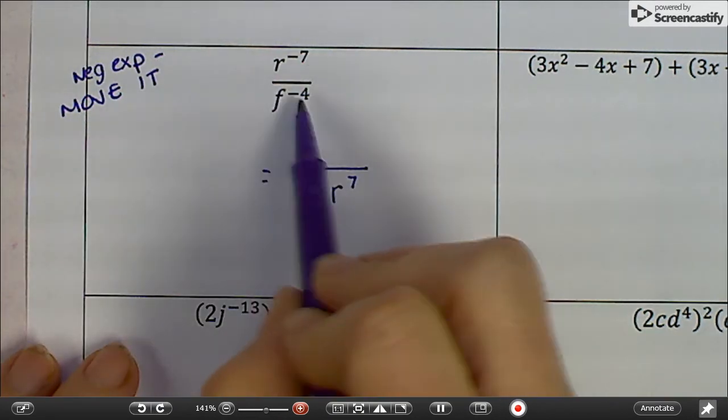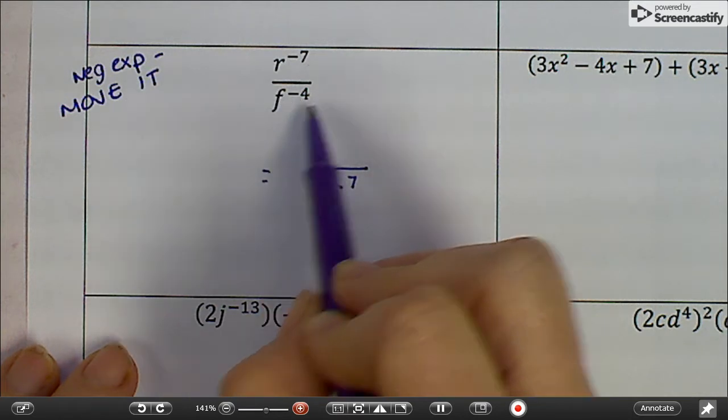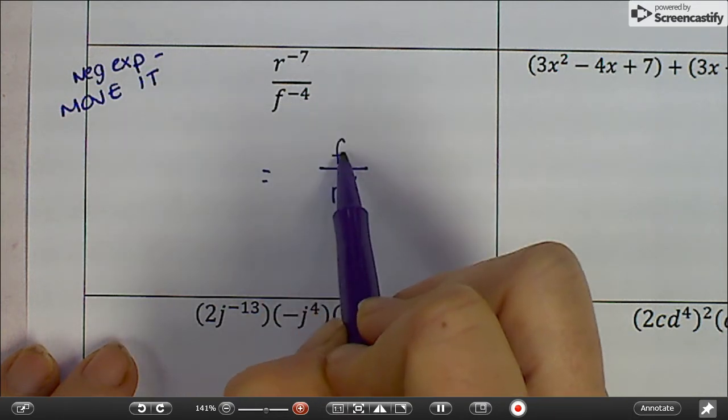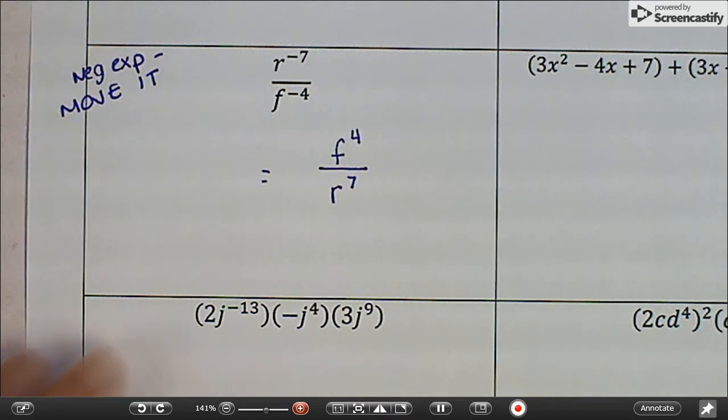On the bottom, we had a negative exponent. So since it was negative, it means we need to move it. We're going to move it to the top. And now it's positive. And that's how a negative exponent works. Very simple rules.